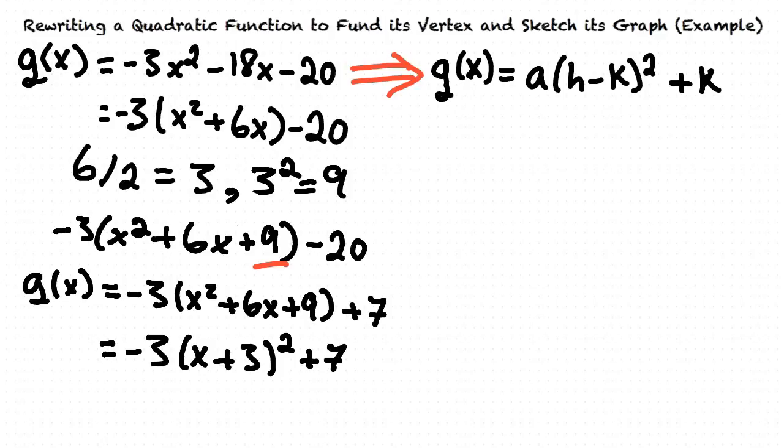Now, since we have completed the square of the parentheses, we can rewrite this expression as negative 3 times (x plus 3) squared plus 7. And that 3 came from dividing the coefficient of x, which is 6, by 2. Now we have our equation in vertex form.